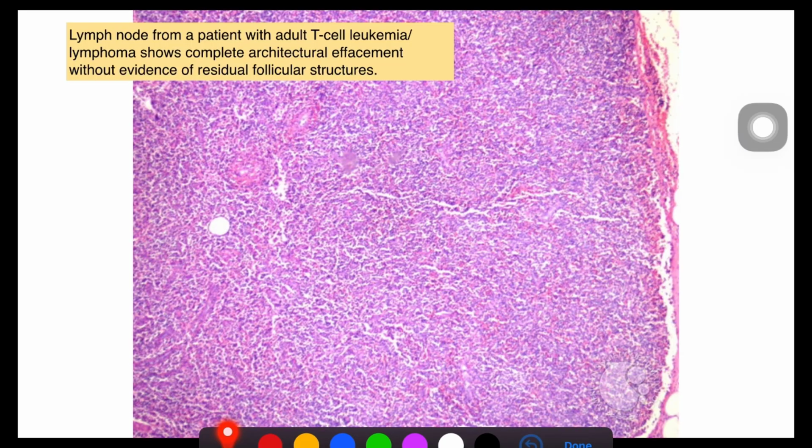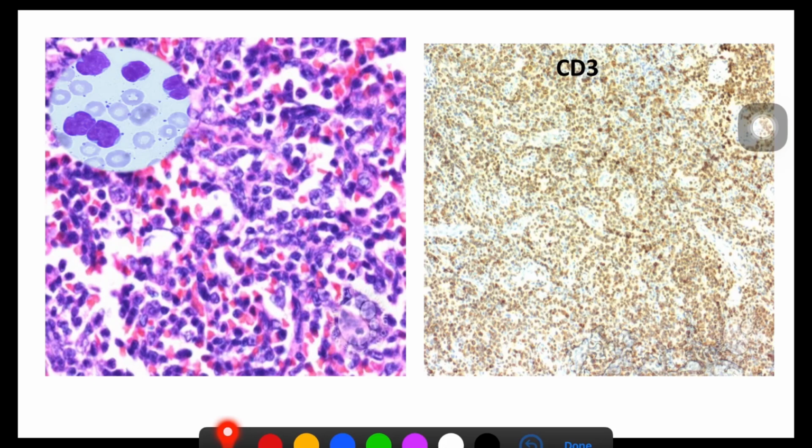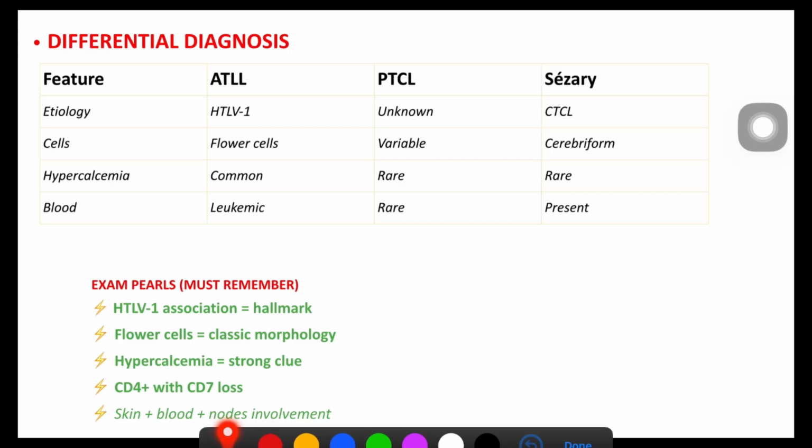In this histopathology section, you can see a patient with adult T-cell leukemia where there is complete architectural effacement without evidence of any follicular structure. And morphologically, these are the clover leaf or irregular nuclear cells. In this section you can identify CD3 is classically positive, and we have to differentiate it from PTCL and Sézary, which we are going to discuss in next slides. So HTLV1 viral association, flower cells, hypercalcemia, and CD4 with CD7 loss along with skin, blood and node involvement.